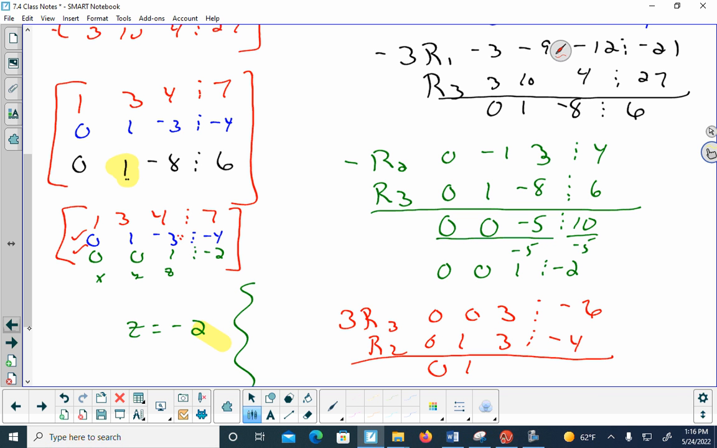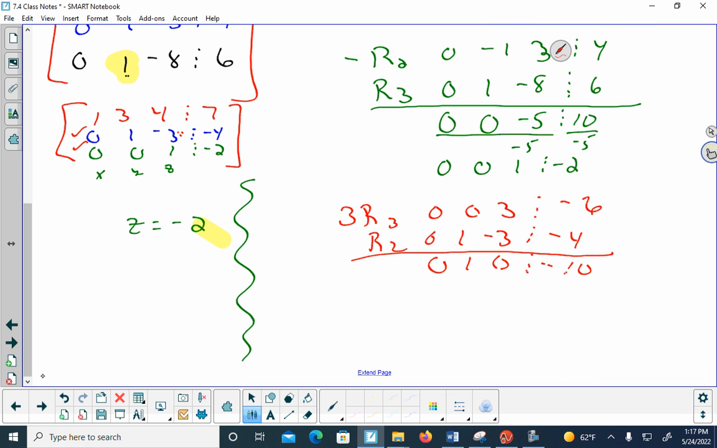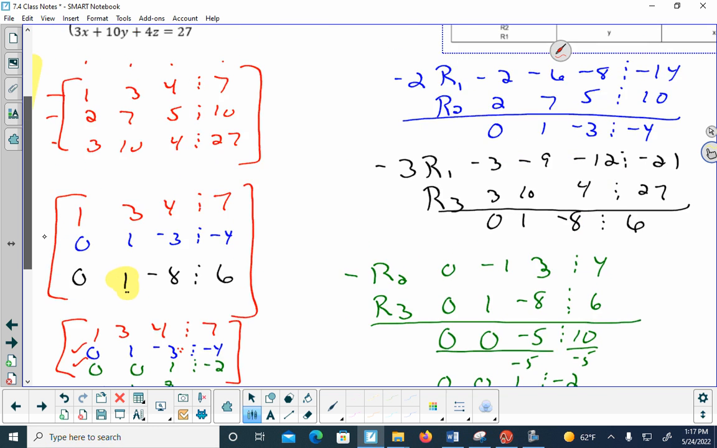3. Oh, yes. Okay, 0 and negative 10. So now I have 1, 3, 4, 7, which hasn't changed. Now I have this 0, 1, 0, negative 10, and then 0, 0, 1, negative 2. So I know my z is equal to negative 2. I know my y is equal to negative 10. And then I'm going to go back up here.